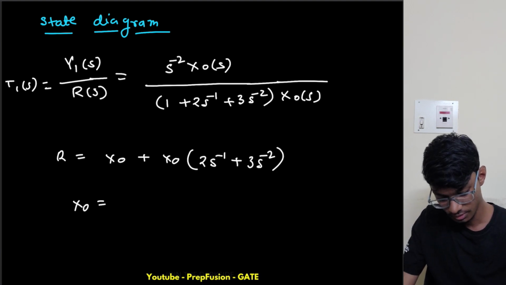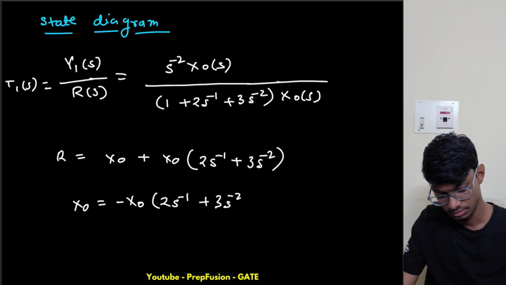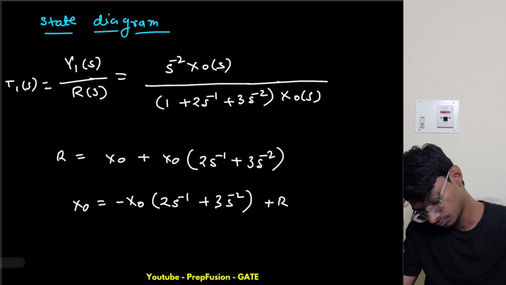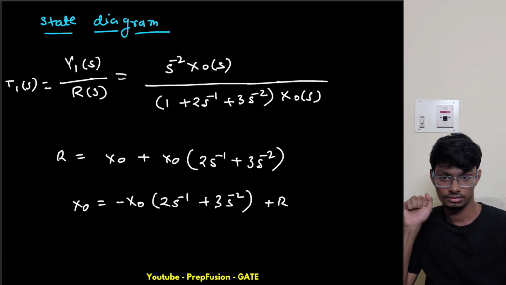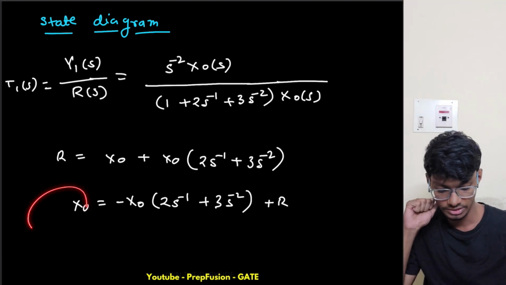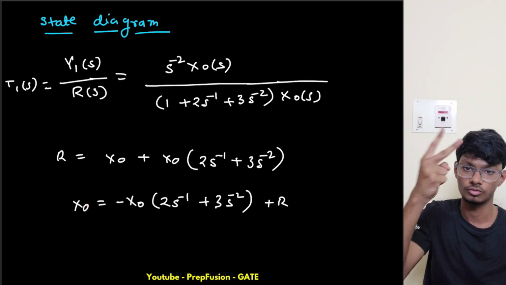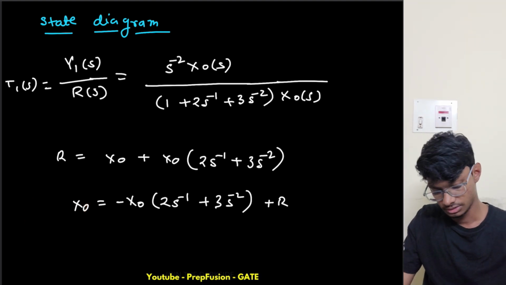Now what is my xo? X equals xo minus 2s minus 1 plus 3s minus 2 plus r. Okay, plus r. So now I hope you understand, right? This xo has two components, so we need to have two integrators, right? Two integrators.